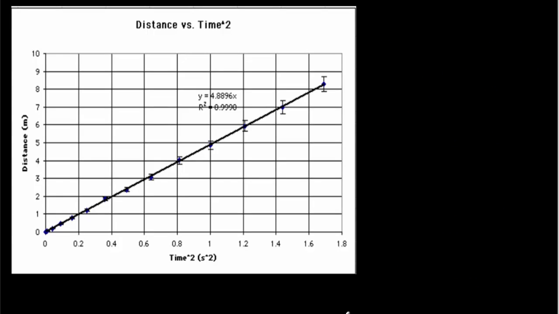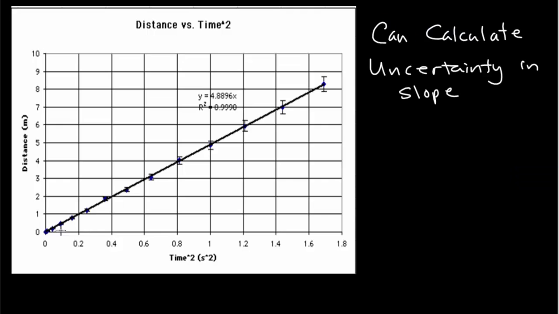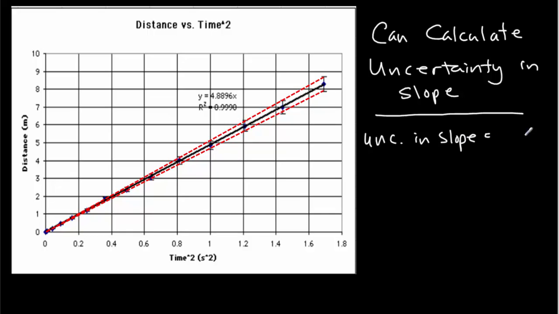The next thing that we can do when we've got a linearized graph is calculate the uncertainty in the slope. So we could draw on a minimum slope line, a maximum slope line, and then determine the uncertainty in the slope. And let's just suppose that the uncertainty in the slope came out to be 0.1. That would mean your uncertainty in g experimentally would be double that, because remember the g value was twice the slope.